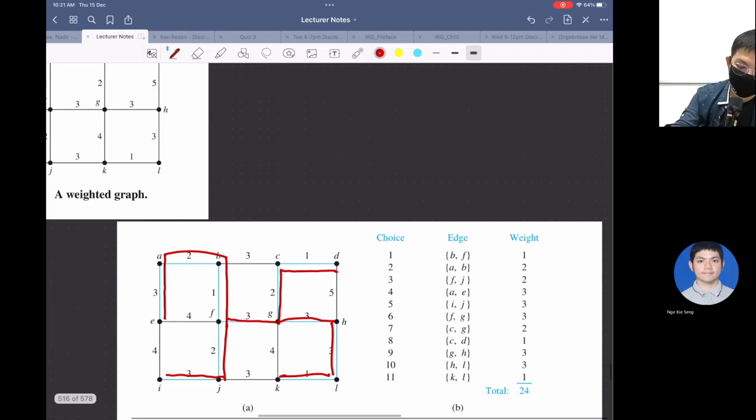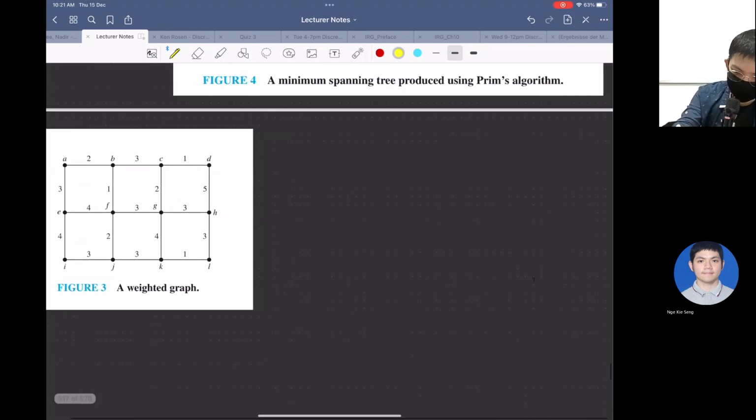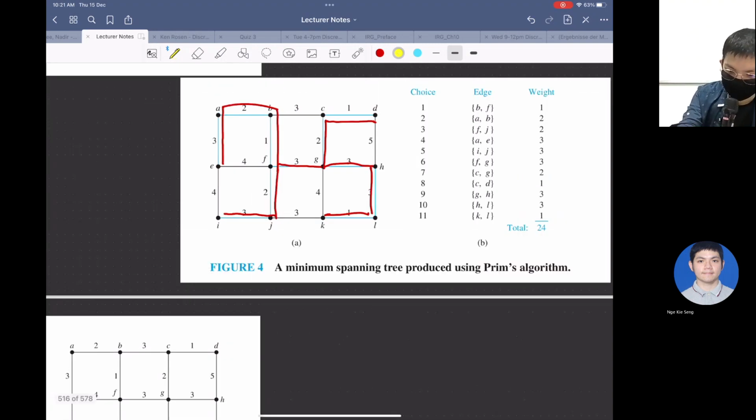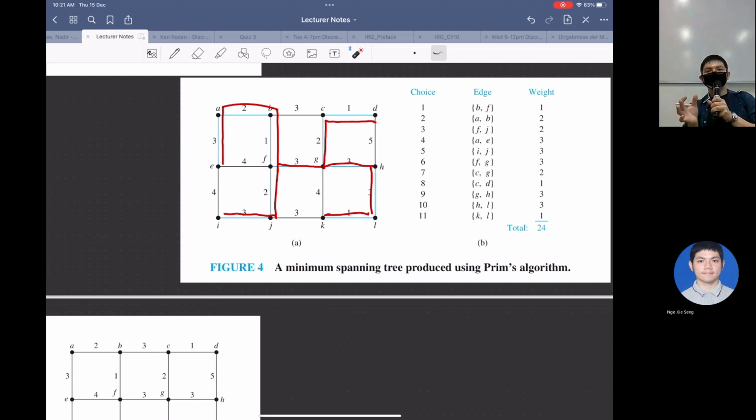Okay. So maybe we can try our own example. Let's start with KL. I never start with KL. So let's start with KL. Okay, I haven't finished this one yet. So when you add this up, the least weight you can get is 24. Okay. So that means if we start with different choice, start with different smallest weight, we also have to end with 24. This is what this algorithm does.